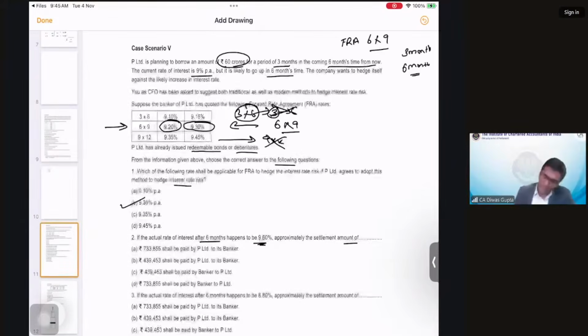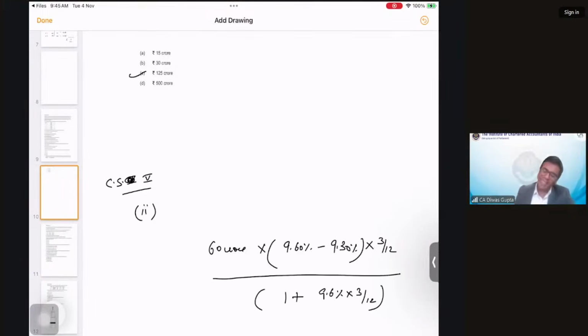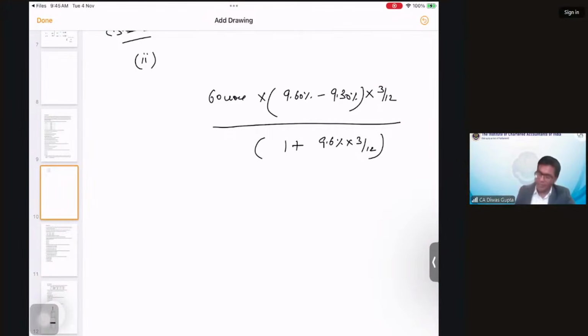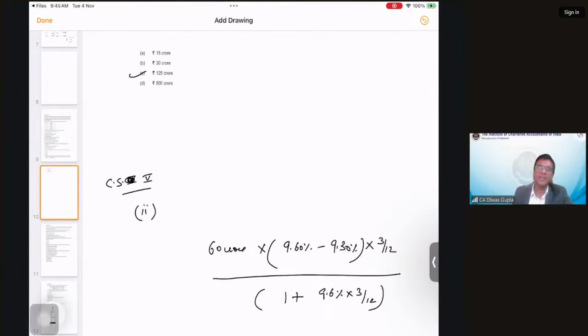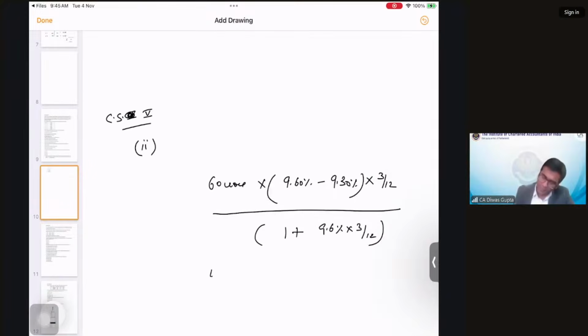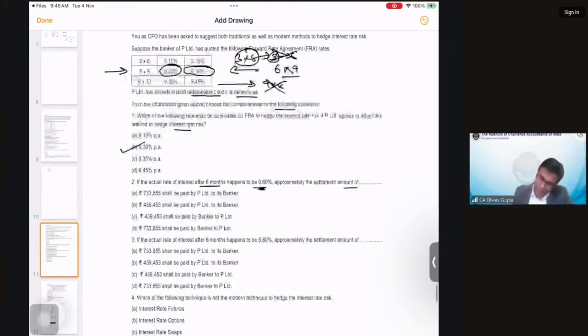And in this case, P Limited will gain, right? Because there is a benefit. Now, that will be how much? If you calculate this, the amount comes as 439,453, which shall be paid by the banker to P Limited because P Limited has gained. So C becomes the right answer here, students.